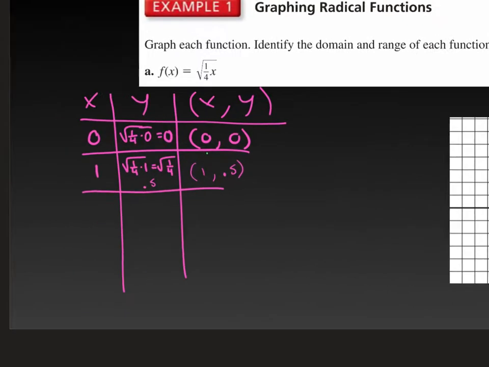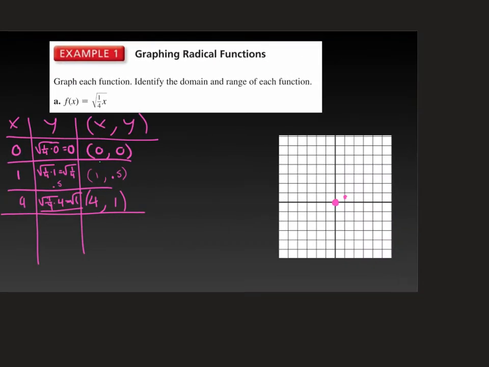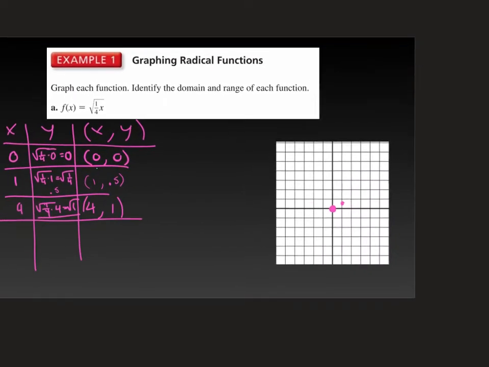What should we plug in next? 4. Awesome. 4 is a great number to plug in because we're multiplying it by 1/4, and that would give us a nice whole number. So let's plug in 4. So we have the square root of 1/4 times 4, which would be the square root of 1. What's the square root of 1? 1. So if we plug in 4, we get 1. So we go to our graph, we go to the right 4, and up 1.